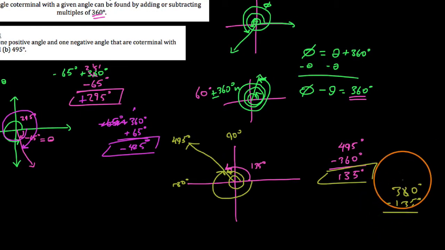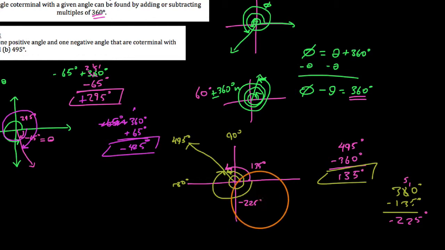So we get borrowing from the 6 is a 5, 10, 5. So let's see, 2, and then 2. 225. And this is negative because we were taking 135 minus 360. So we get a negative 225. This is a negative 225 here. So these are the two coterminal angles, one positive, one negative.